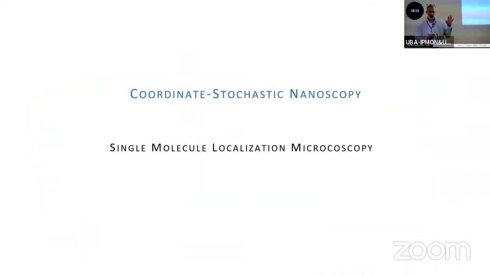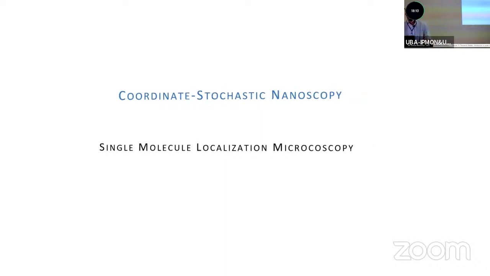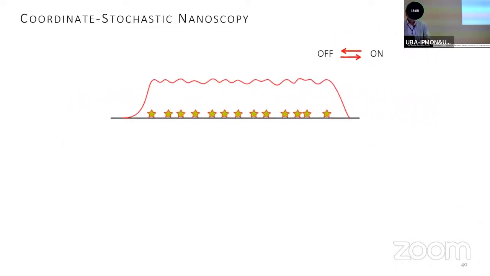So this is one way, coordinate targeted. Now let's move on to the second way of achieving super resolution. And this is called coordinate stochastic nanoscopy. Now we will switch on and off molecules again, but in a random way, without control of the position, nor the time when the molecules are switched on and off. So how does it work? Again, imagine that you have, I explained it in 1 dimension because it's easier like before, but of course this can be extended to more dimensions.